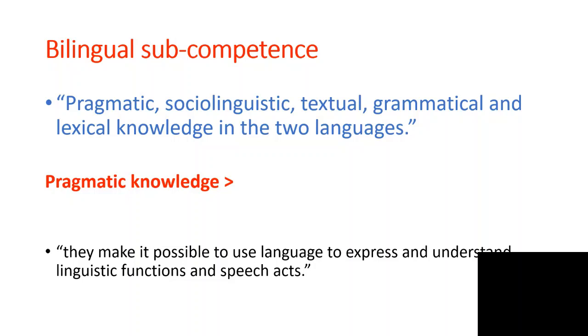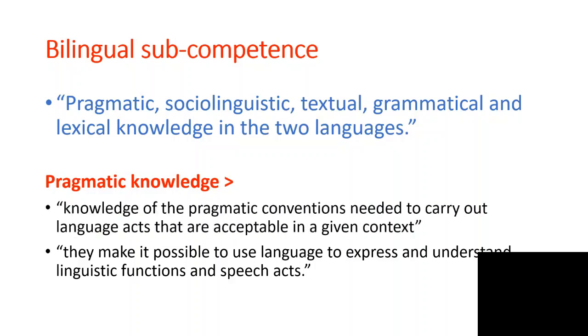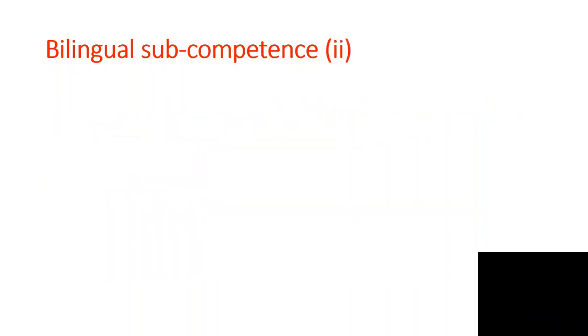So if we look at pragmatic knowledge, we find the following two aspects. Knowledge of the pragmatic conventions needed to carry out language acts acceptable in a given context. And then this pragmatic knowledge makes it possible for us to use language to express and understand linguistic functions and speech acts. So if we really want to appeal to the target language, we will use language in an appellative way. If we want to inform, we will include information. This is the pragmatic dimension.